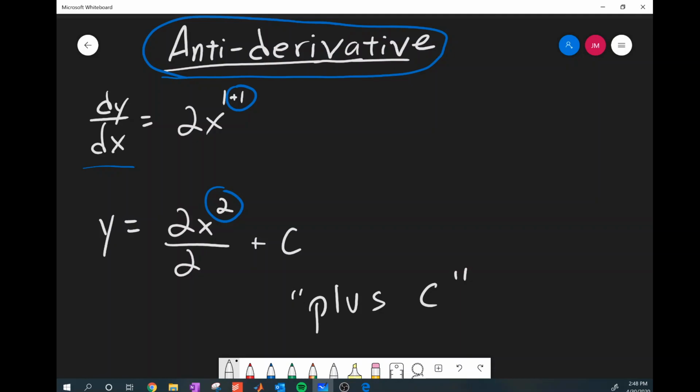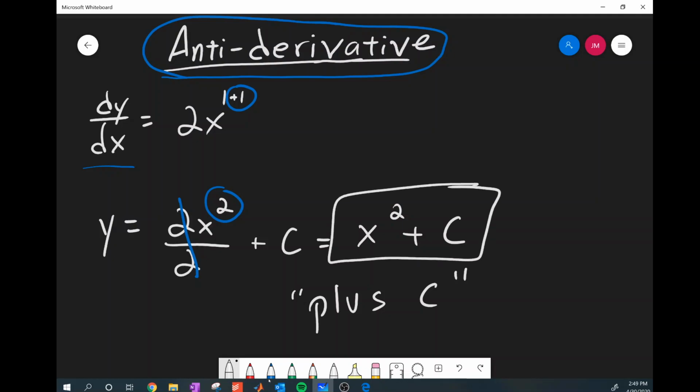Okay? And then we can simplify. 2 divided by 2, they're just going to cancel. You'll be left with x squared plus c. And that is your antiderivative.